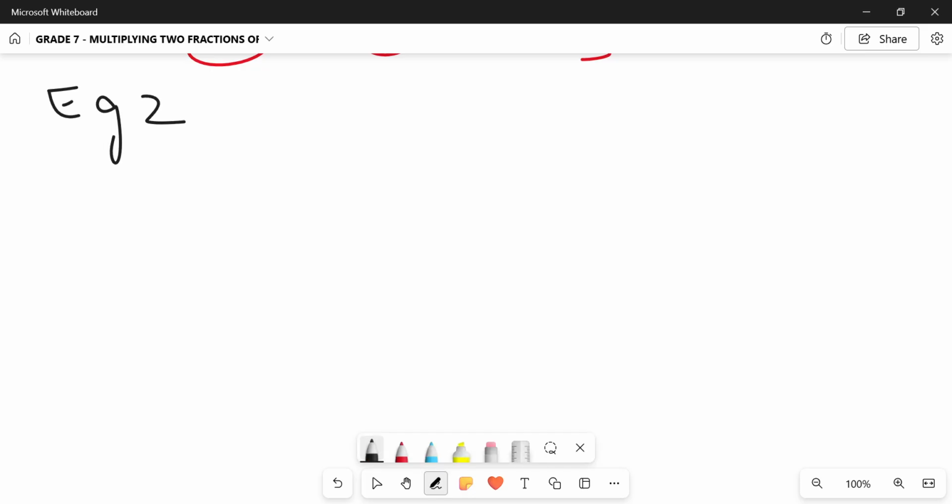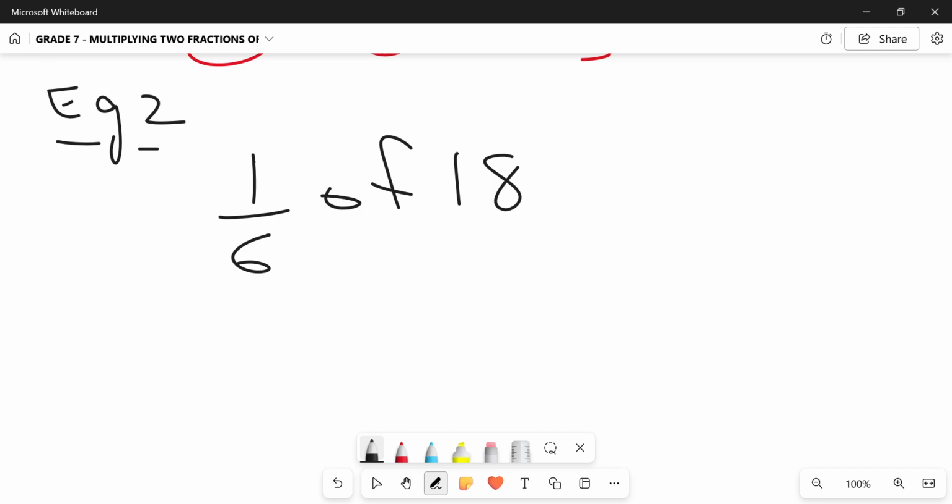Example 2. In this example, I give you the question from exercise 2b. In 2b, it says to evaluate the following. So there's a multiplying of a fraction of a number. A fraction is like 1 over 6 of 18. 1 over 6 of 18.